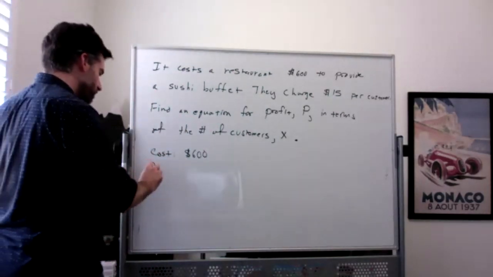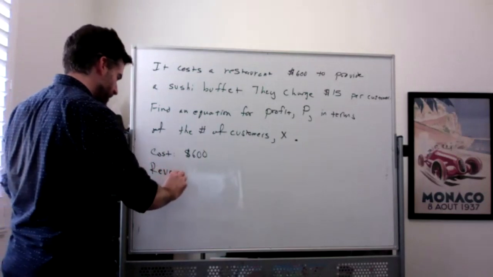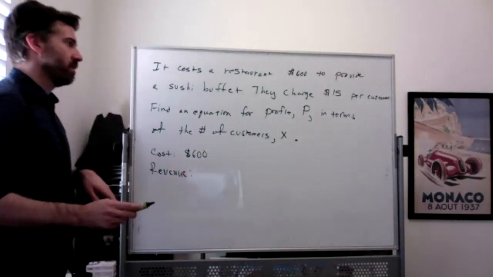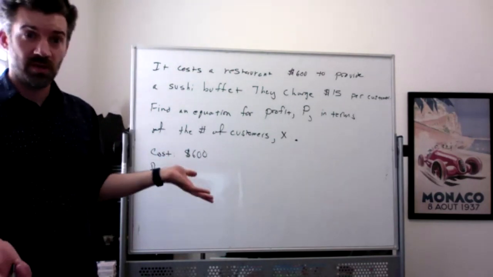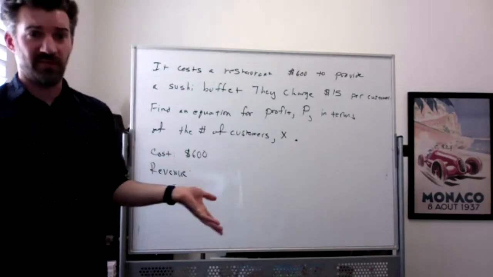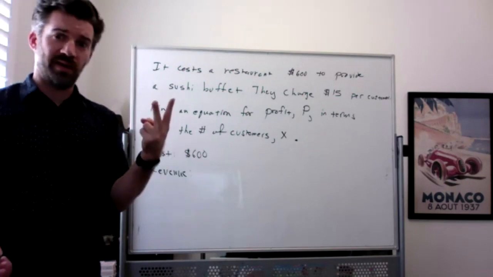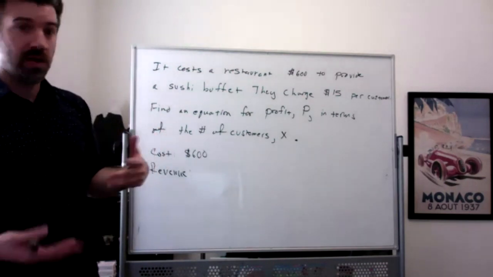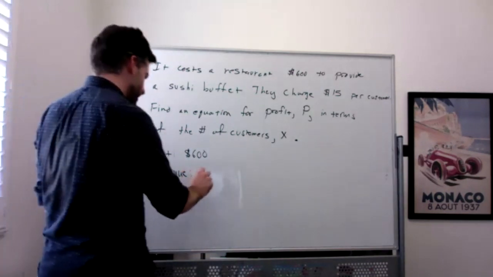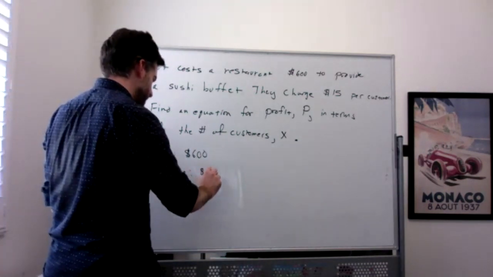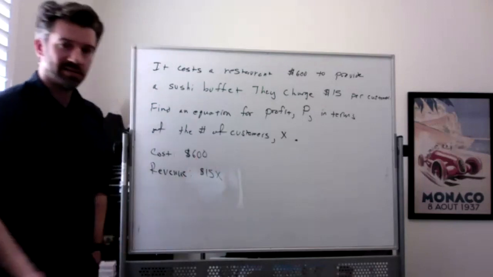The revenue is how much money we make. So how much money are we making? Well, that's going to depend on how many people come. Right? If one person shows up, we're making $15. If 2 people show up, we're making $30, and so on and so on. So if x people show up, we're going to make $15 times x.